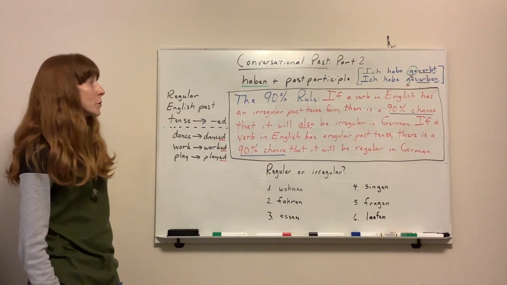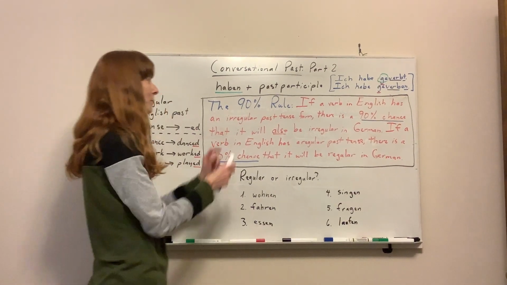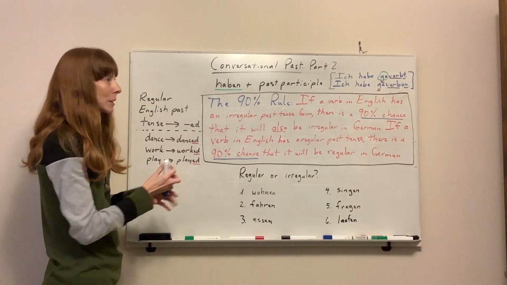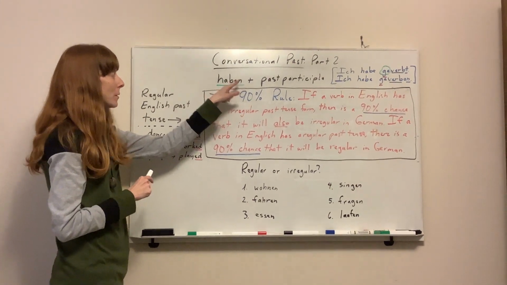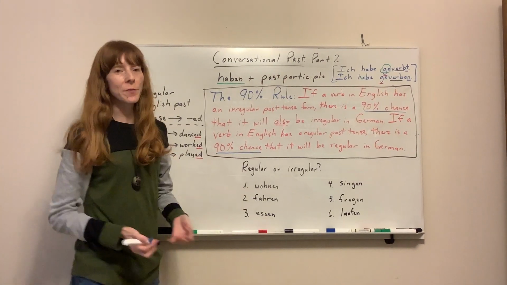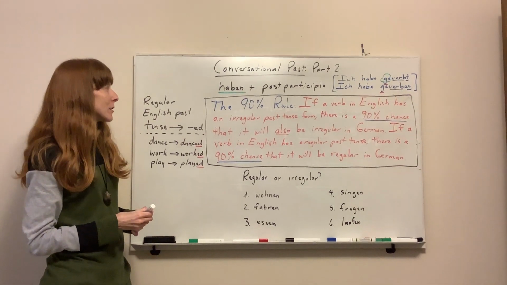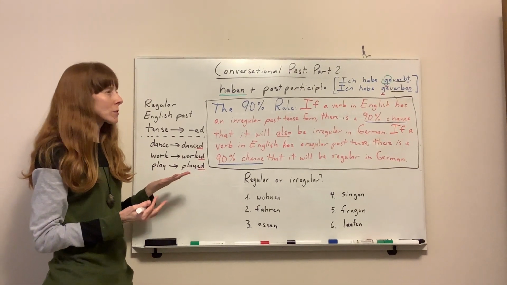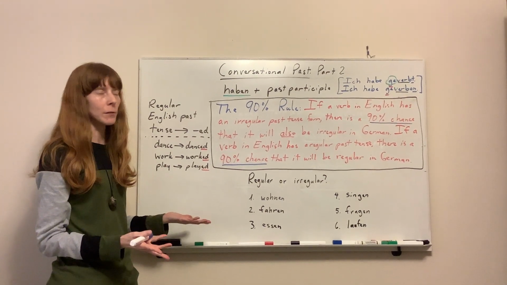Conversational Past, Part 2. Okay, so there's a lot of stuff on this board. Don't let it discourage you. It's just meant to make it a little bit easier. So we know that we will be using haben plus a past participle to form the past tense, the conversational past. The thing is, sometimes we don't know whether or not the verb is going to be regular or irregular.